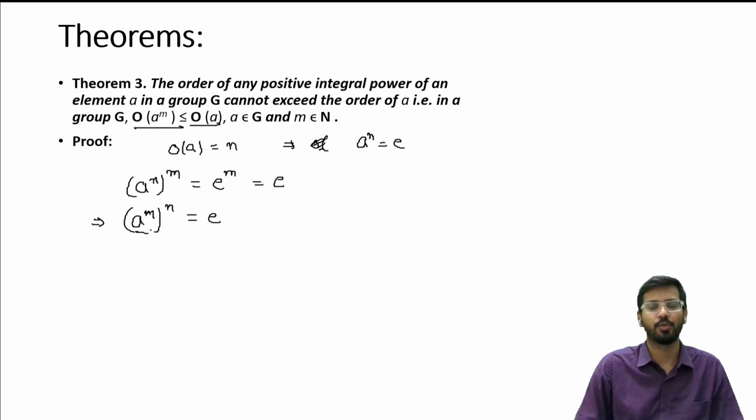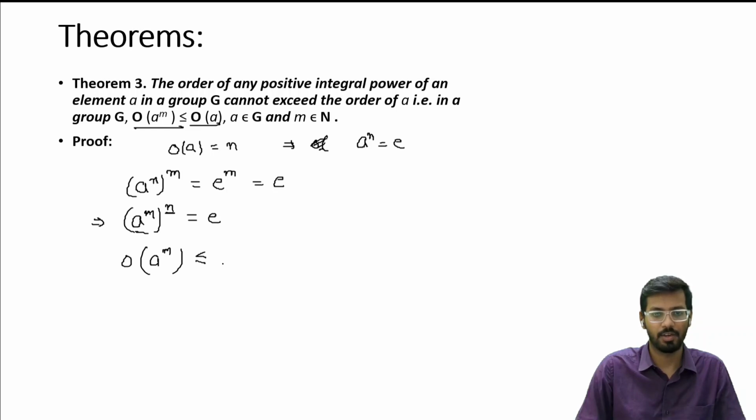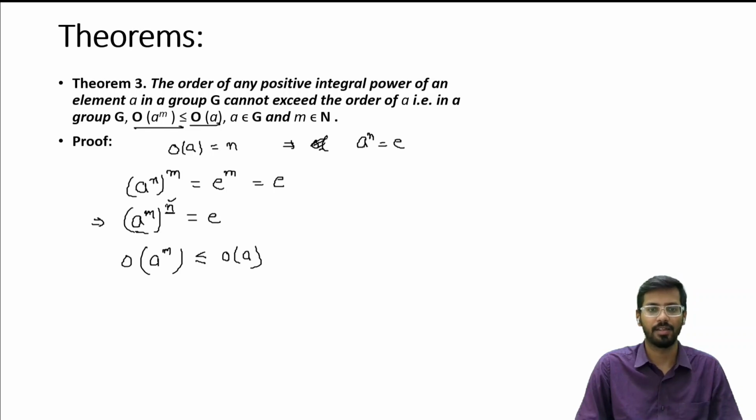So the element A raised to power n, taking its power m, we can get the identity element. But the condition here is that it is not necessary that this nm is the least positive integer. It is not implied that this nm is the least positive integer for element A raised to power nm that makes it identity element. Okay, so we can say order of A raised to power m is less than or equal to order of A. Okay, if this nm also becomes the least positive integer, and we don't find any number smaller than this, then these two will be equal.